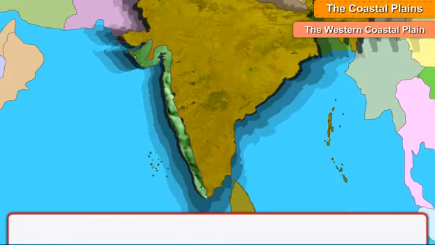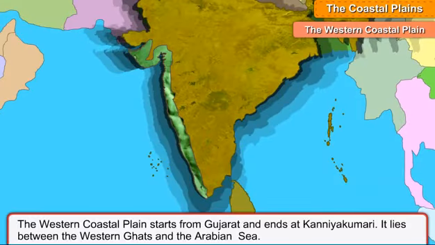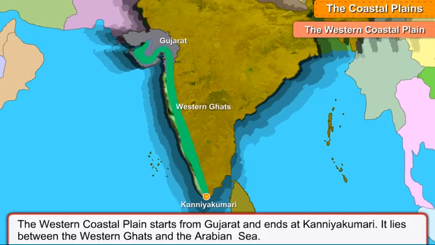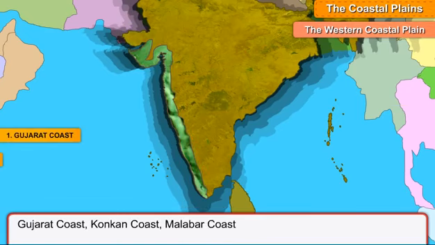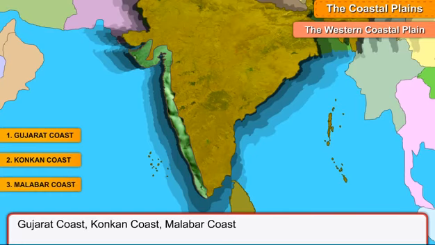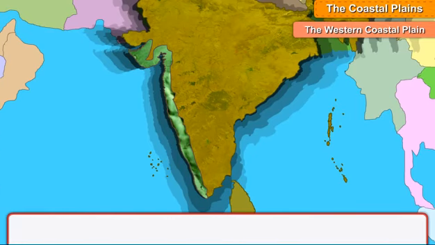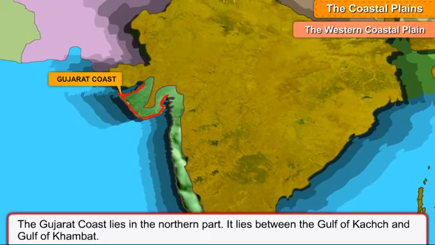The Western Coastal Plain. The Western Coastal Plain starts from Gujarat and ends at Kanyakumari. It lies between the Western Ghats and the Arabian Sea. It can be divided into three parts: Gujarat Coast, Konkan Coast and Malabar Coast. The Gujarat coast lies in the northern part. It lies between the Gulf of Kutch and Gulf of Khambat.